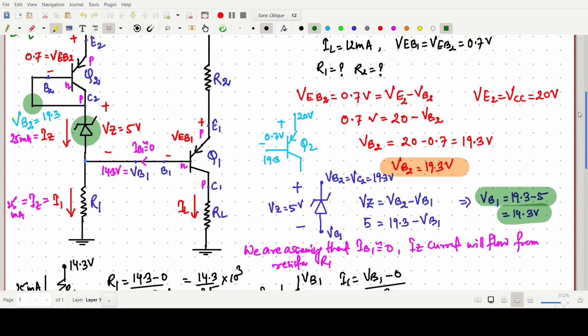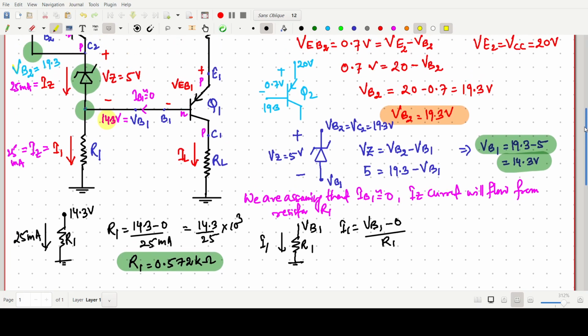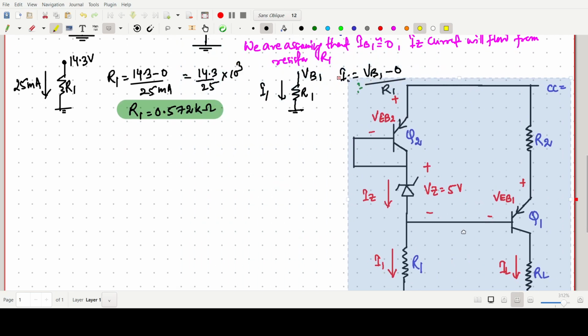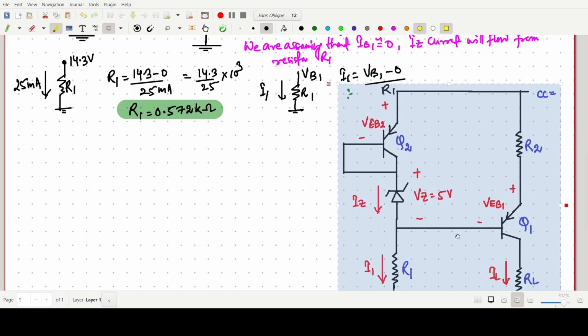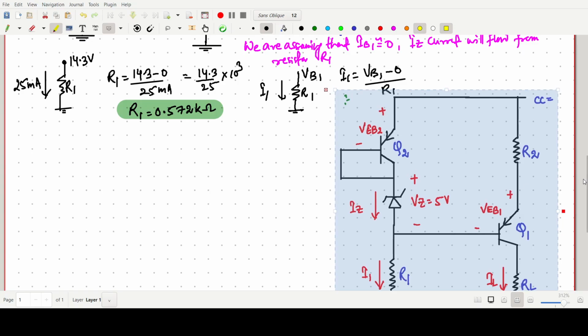Now we have to find the value of R2. This value is 14.3 volt, and this one is 0 volt. So 14.3 minus 0 divided by I1, that is IZ, 25 milliampere. If you solve, the R1 value will automatically come. Now we have to find R2. Once again, I am taking the same circuit here.